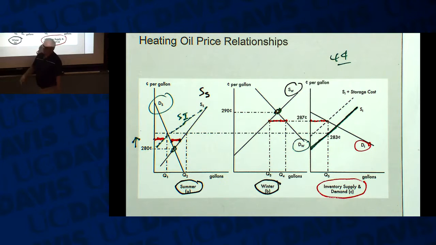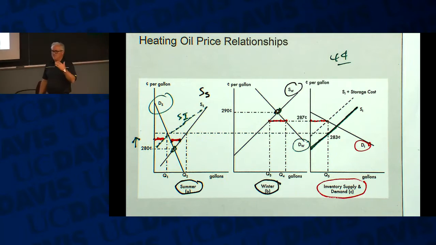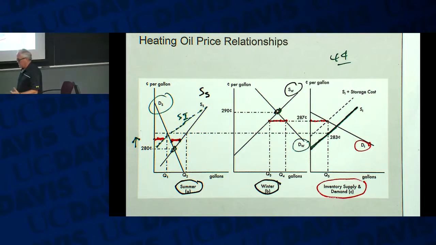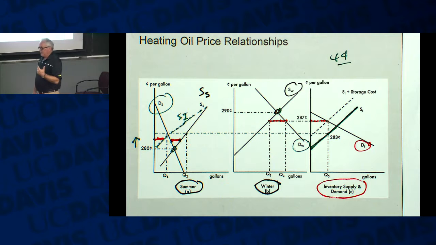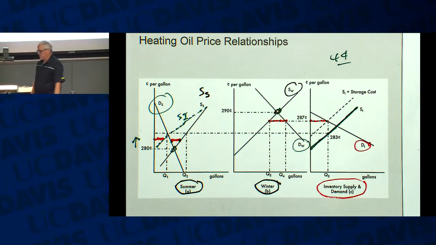At 290, there is no demand for inventory because the market clears in the winter. If the price is lower than 290 in the winter, then there's going to be more demand for oil, heating oil, than there is supply in that time period, and that demand is going to be satisfied by Paul's company.